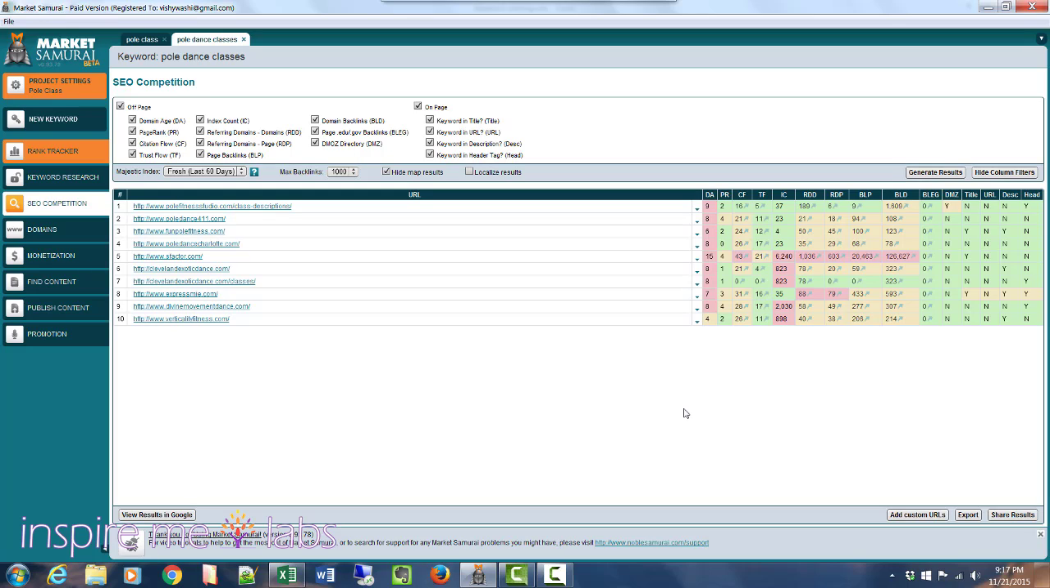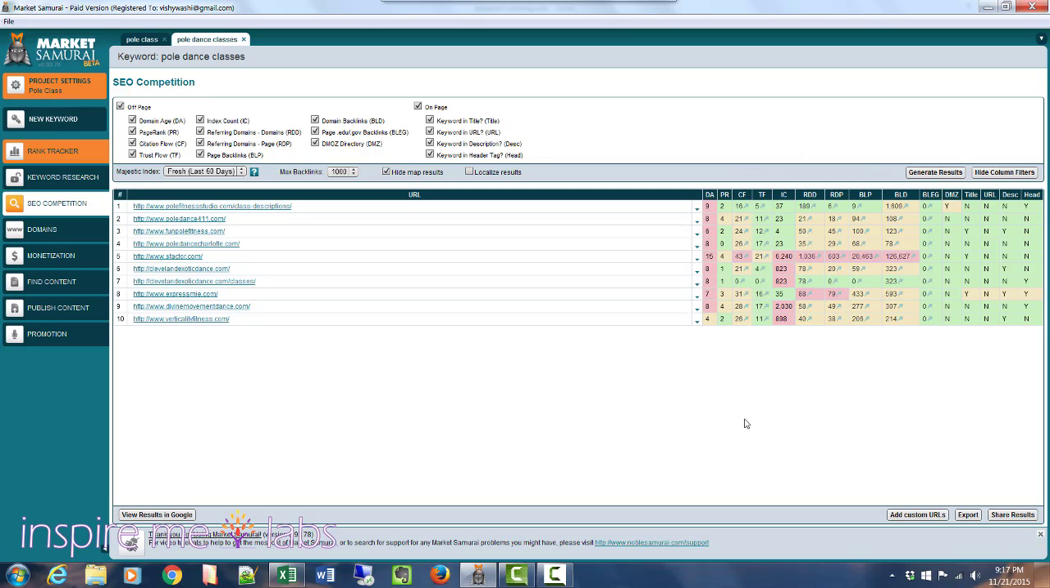PageRank, as you know, has been discontinued for a while. I think towards the end of 2013, Google stopped updating the PageRank publicly. So you could use it, but don't really give it that much attention.